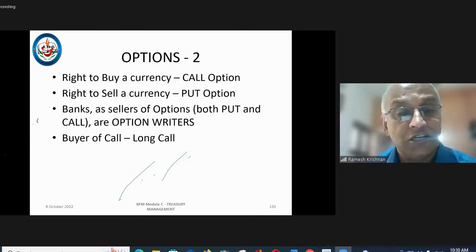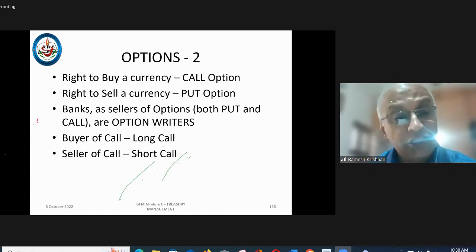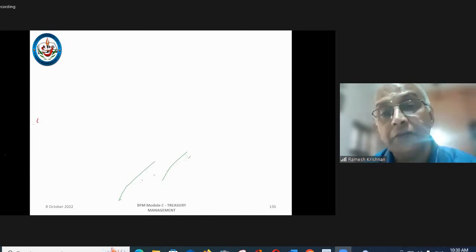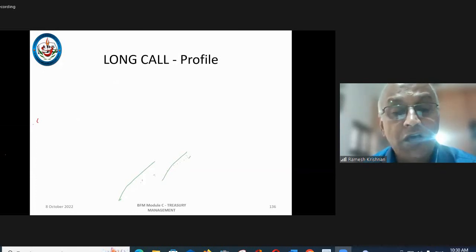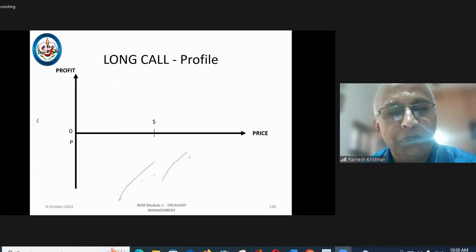We have seen what it is. So this I have explained: buyer of a call, long call, and seller of a call, short call, and otherwise buyer of a put and seller of a put. Now we proceed to the other part of how the pricing comes. Before that, you just understand, I am trying to pictorially give you an idea. That is enough for you to understand.